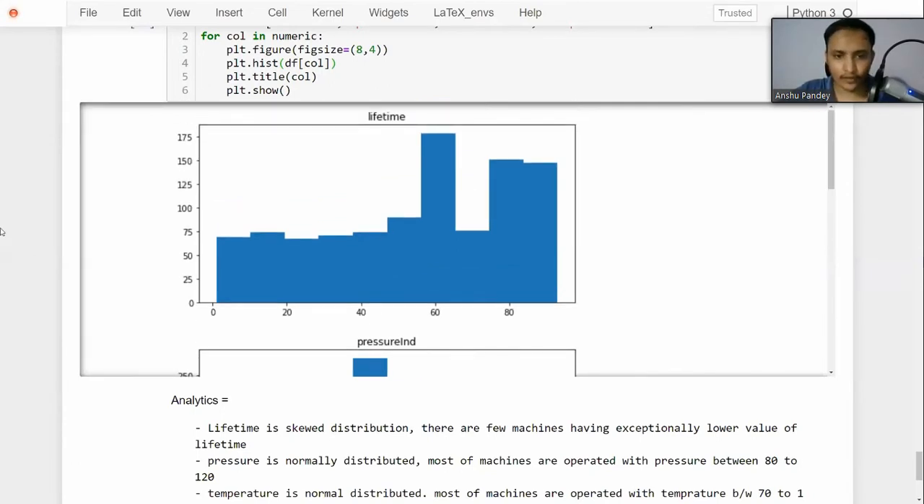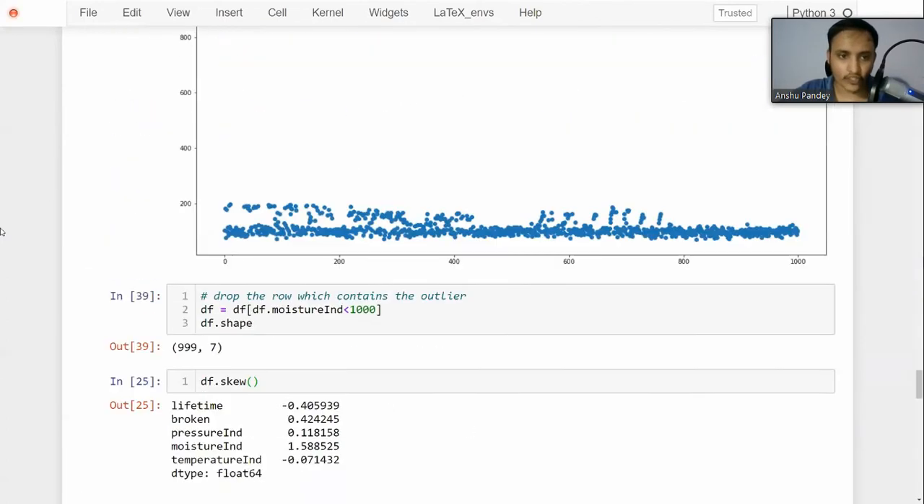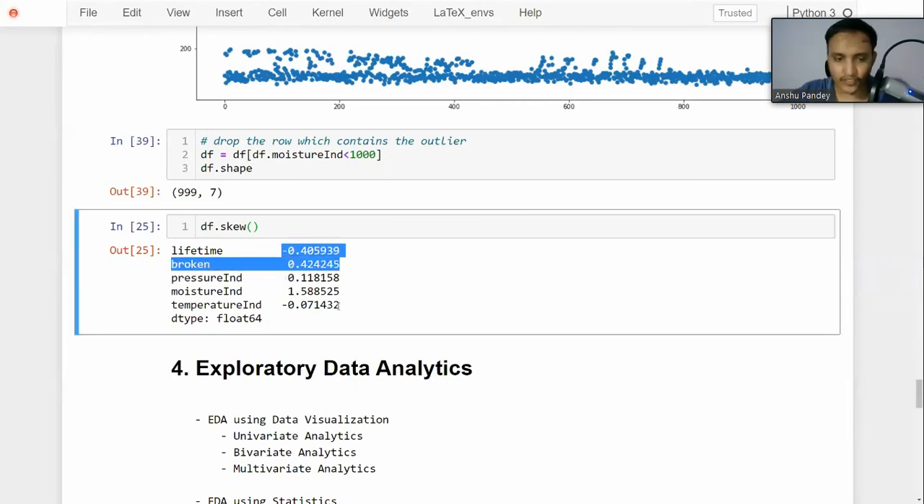There are other ways to look at the skewness of the value. When you do df dot skew, that also shows whether data is skewed or not. So you can see that here. This simply shows whether the data is skewed or a normal distribution. This is almost closer to less than 0.1, and this is also almost close to 0.1, so both are normal distributions.